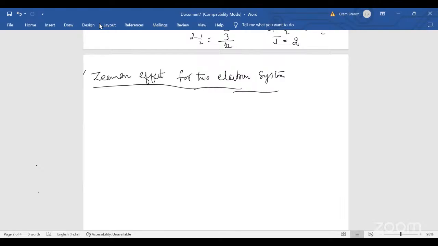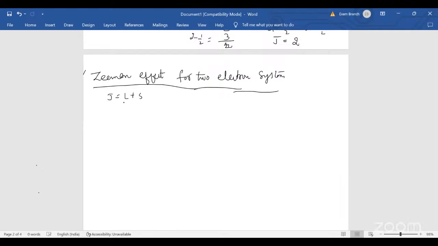In a two electron system, the total angular momentum is nothing but the vector sum of the individual angular momenta of the electrons, L and S. That is why we have written J is equal to L plus S.